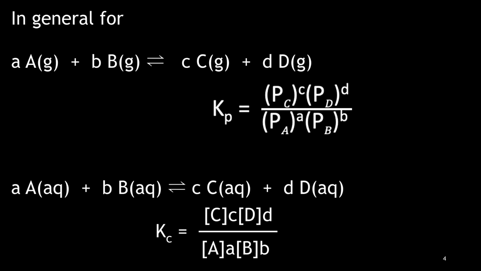To get to the number to which K is equal, one takes the pressure or concentration of the products raised to their coefficients in the balanced equation and divides by the pressure or concentration of reactants raised to their coefficients. This general form of the equation is used for all equilibrium expressions.